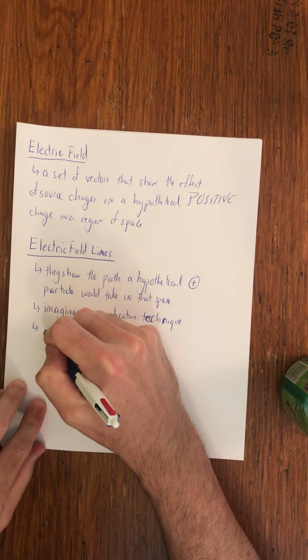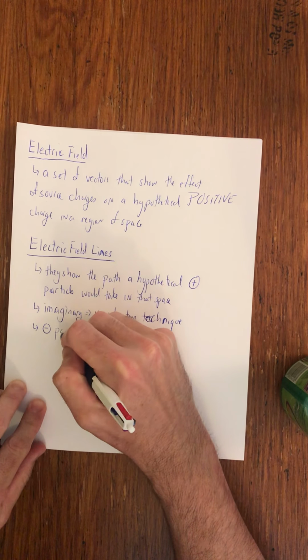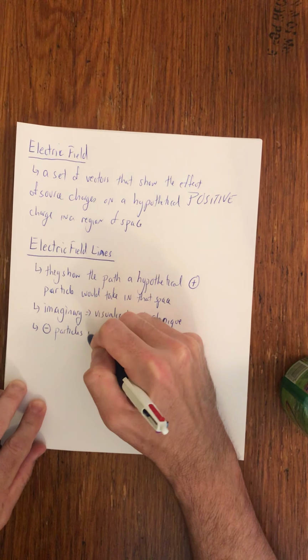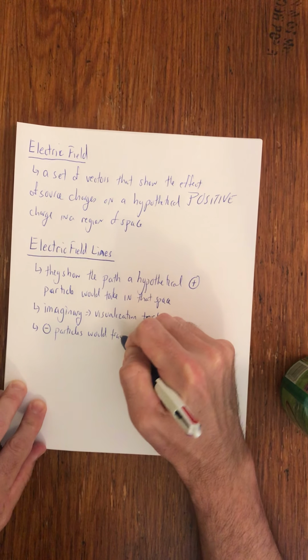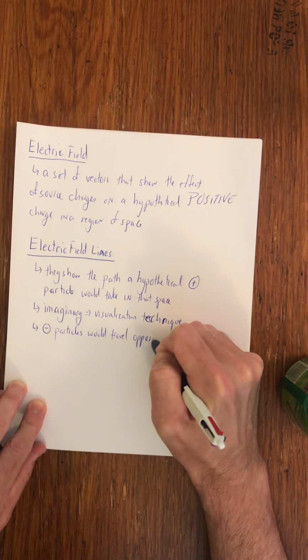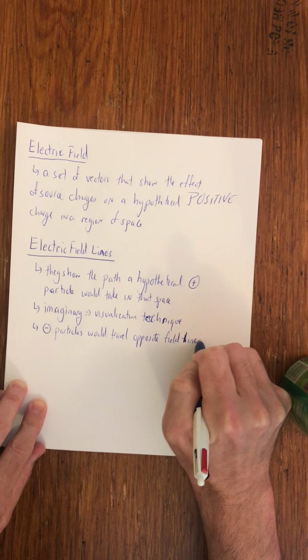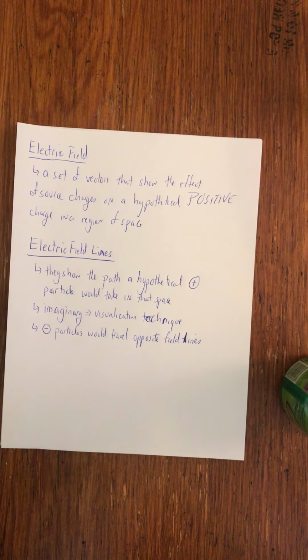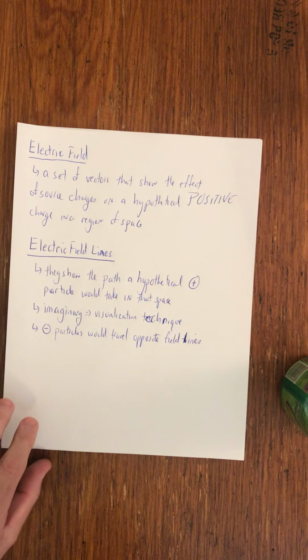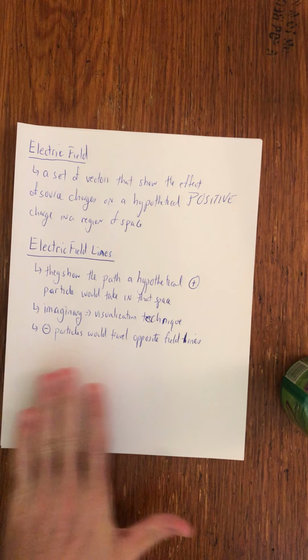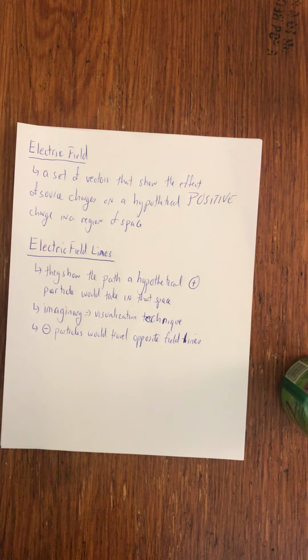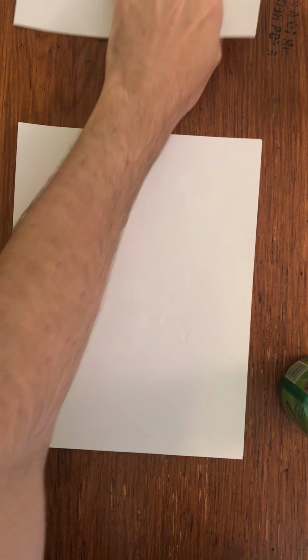It's important to know that negative particles would travel opposite field lines. Okay, that's because of the way that the electric field is defined as showing what would happen to a positive particle. So we're going to leave it at that. I'm going to have a bunch of space here for some additional things to write down about electric field lines as we discover them. So here we go.